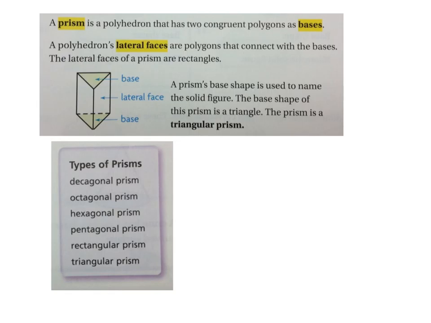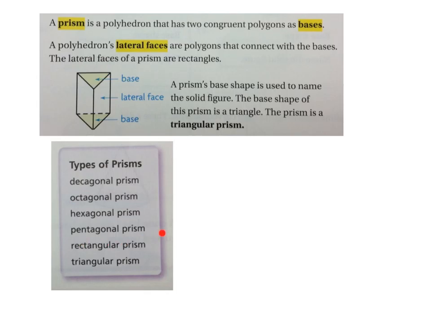And you can have lots of different kinds of prisms. You might have a decagonal prism. What polygon would be at the base of a decagonal prism? A decagon, or a polygon that has how many sides? 10. You might have an octagonal prism, which means that the two bases at the top and the bottom are what polygon? Octagon. If you have a hexagonal prism, you have two bases that are six-sided, or a hexagon.